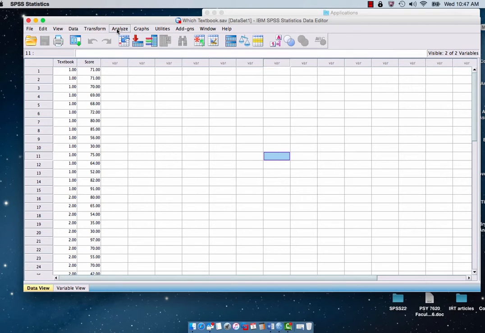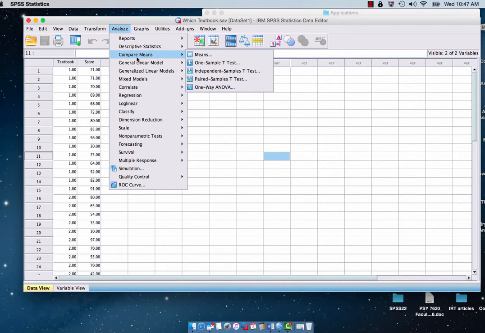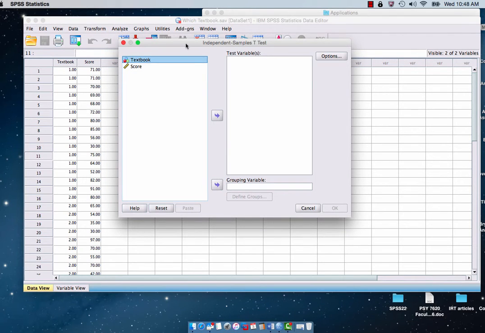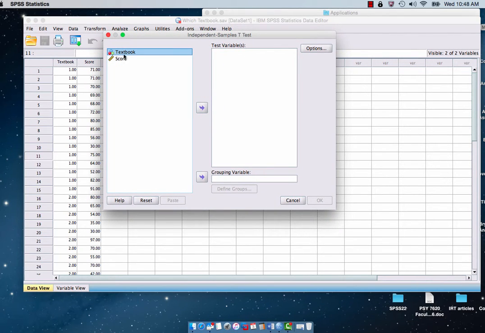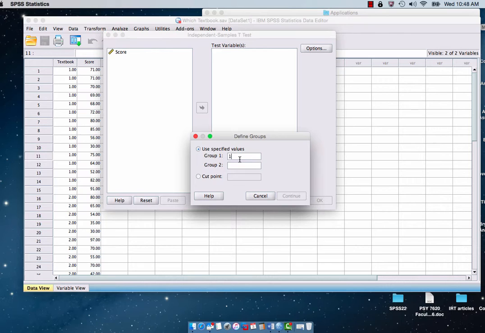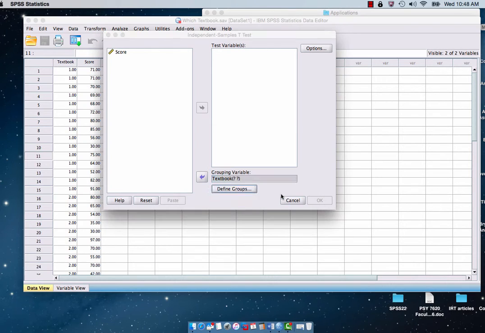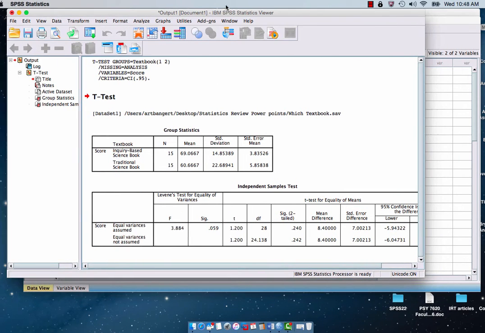So in order to do the analysis, we go to Analyze, Compare Means, and then Independent Samples t-test. In this case, our grouping variable is textbook because we have students in textbook 1, which is the traditional, versus textbook 2, which is the inquiry-based. In the t-test, we have to give those groups numbers. And then our score is in the test variable group. Then we go OK, and we get our results.